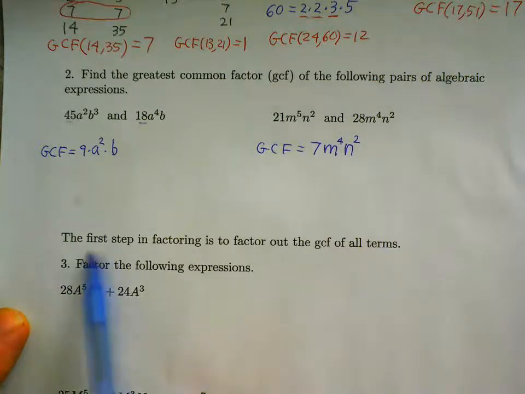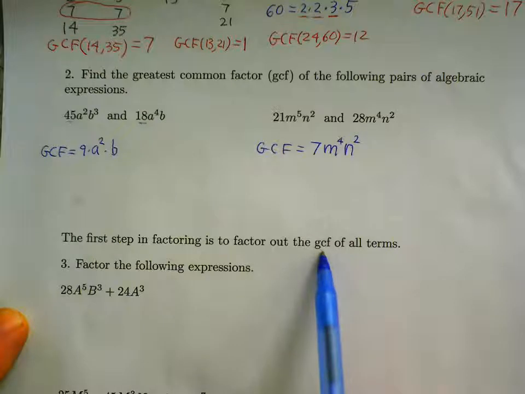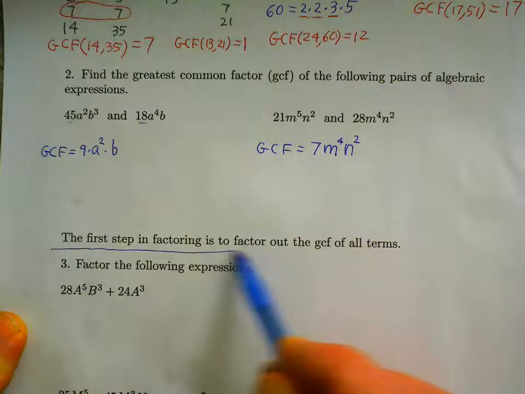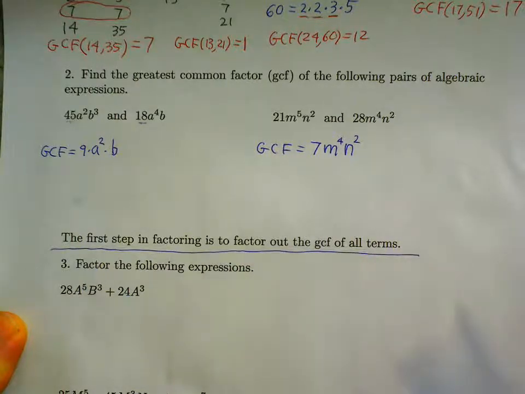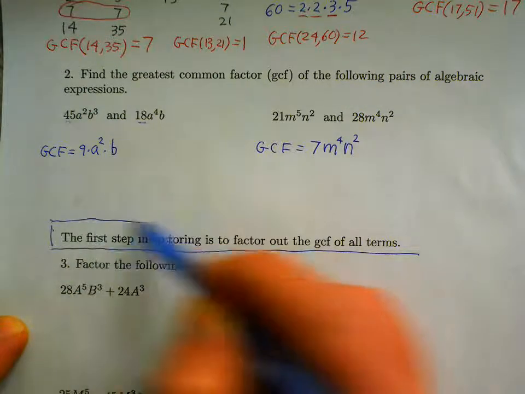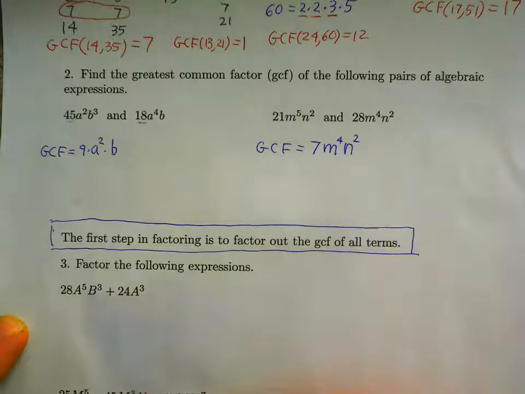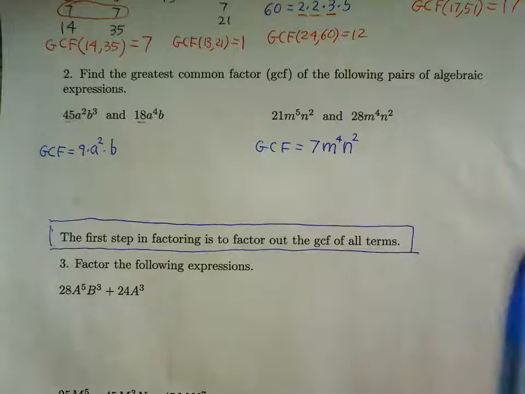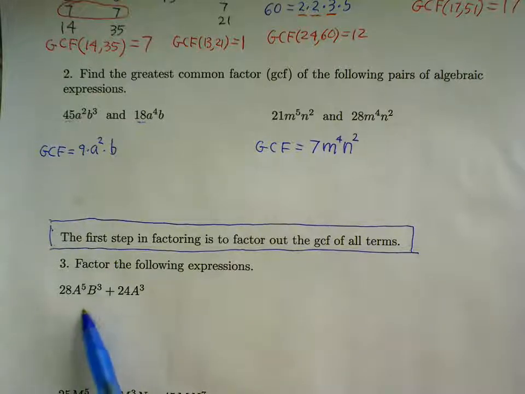And the first step in factoring is to factor out the greatest common factor of all the terms. So this is one of those statements you'll hear me repeat over and over again. The first step in factoring is to factor out the greatest common factor of all the terms. If it turns out that the greatest common factor is 1, then you proceed to the next step. Okay, factor the following expressions.